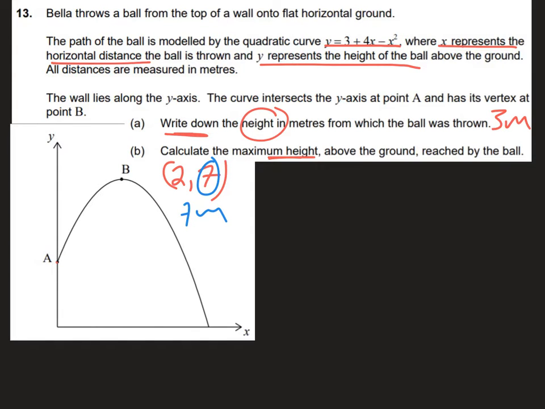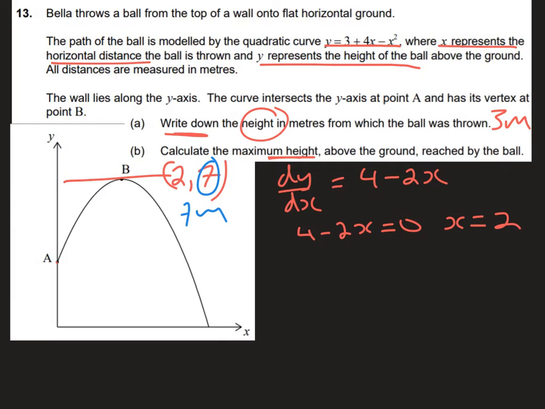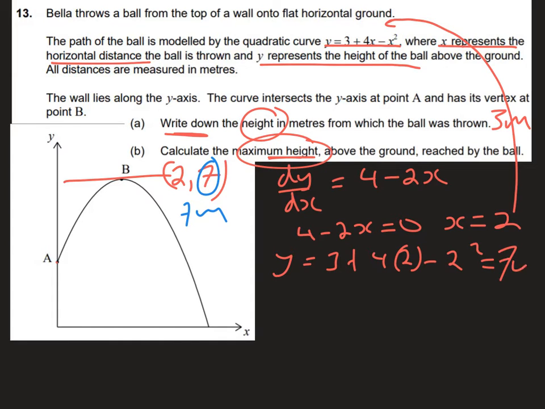So if your function is y equals 3 plus 4x minus x squared, if you differentiate that, your gradient function is going to be 4 minus 2x. And we know that at the maximum here, the gradient will equal 0. So 4 minus 2x is equal to 0, therefore x equals 2. We've been asked to find the maximum height, so we want to find the height when x equals 2. So you substitute 2 into this equation, and you will end up with y equals 3 plus 4 times 2 minus 2 squared, which also equals 7 meters.